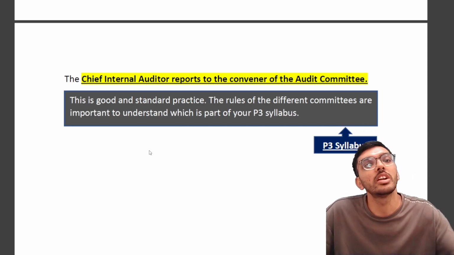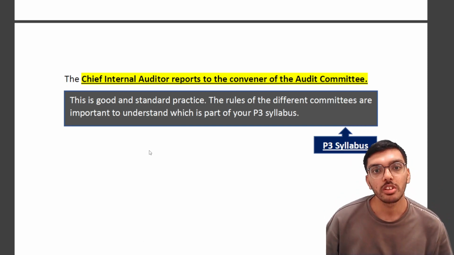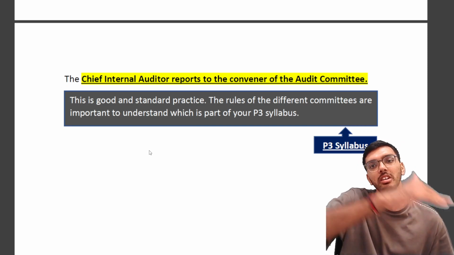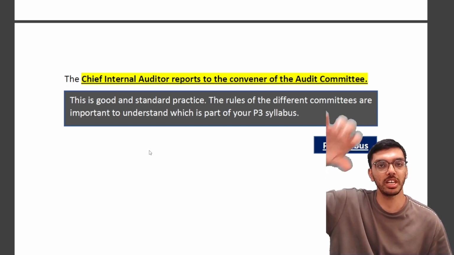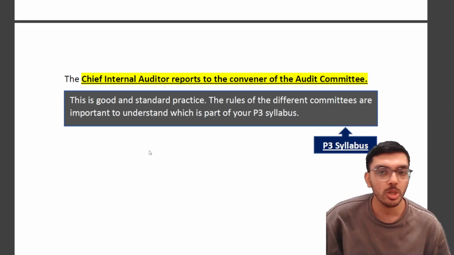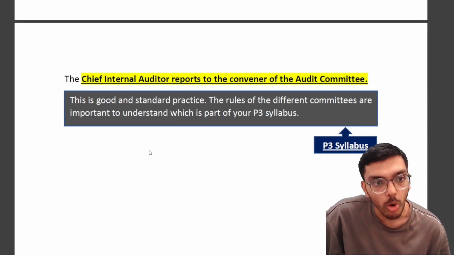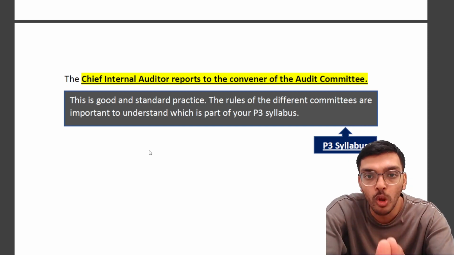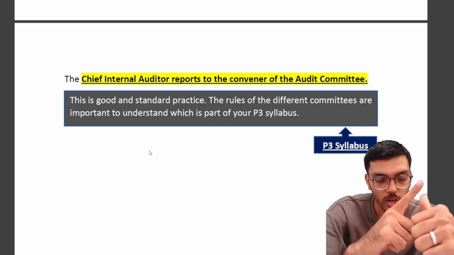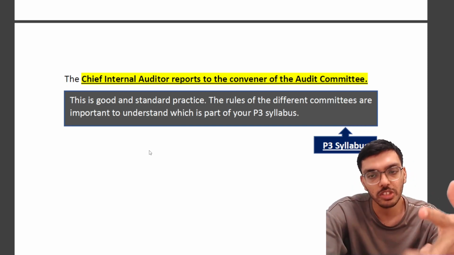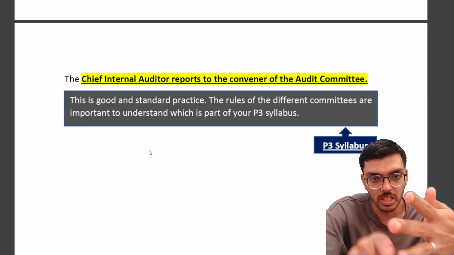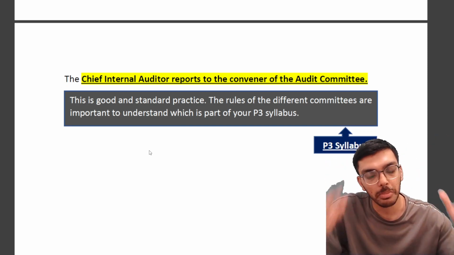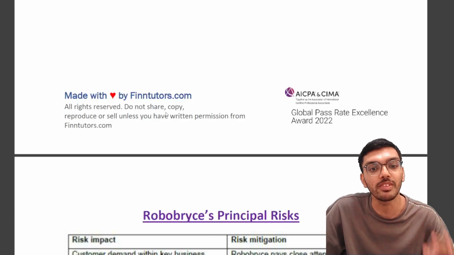The chief internal auditor reports to the convener of the audit committee. So the internal auditor reports to the head of the audit committee. The audit committee will then take it forward to the board if something is important. So this is good and standard practice, but it's very important to know the roles of different committees. What is the role of the audit committee, risk committee, nominations committee, remuneration committee in your P3 syllabus? What is the role of a chief internal auditor? In your P3 syllabus, this has been given. It's very, very important.